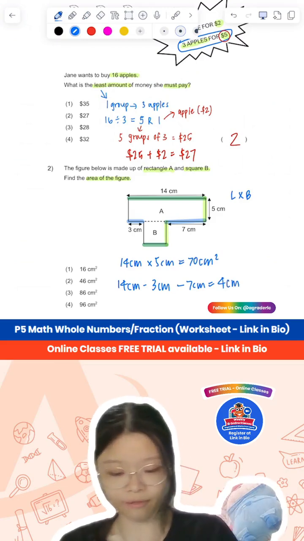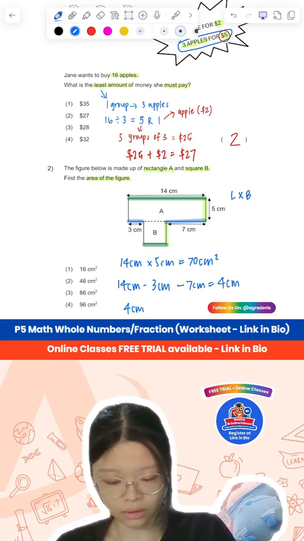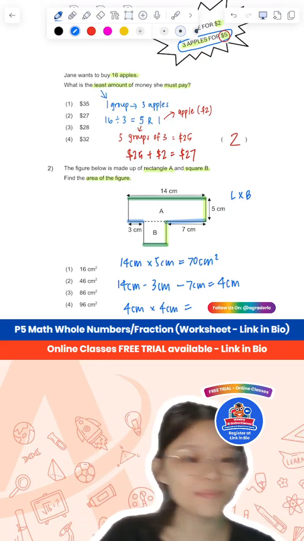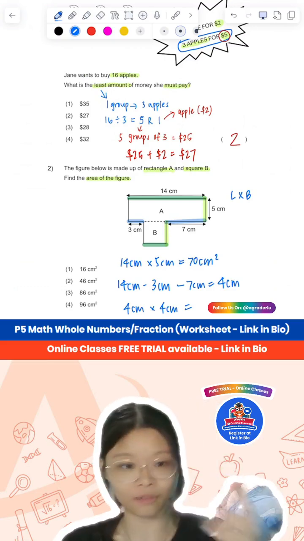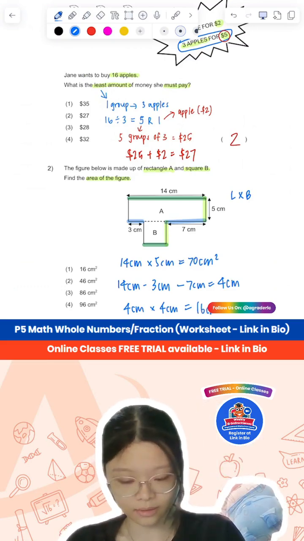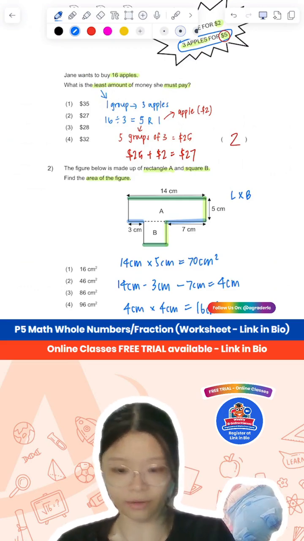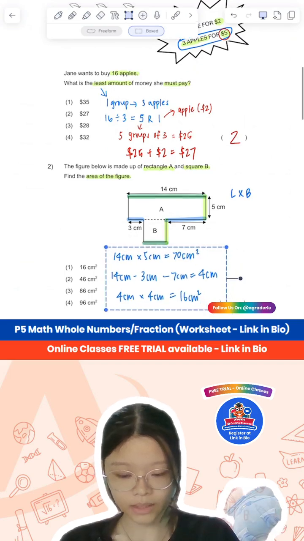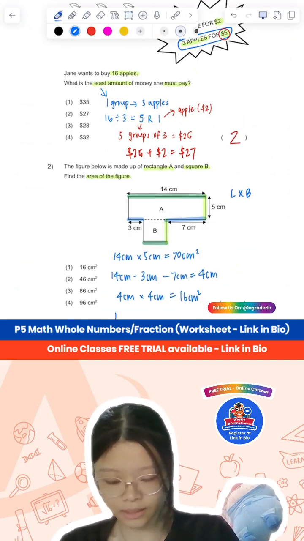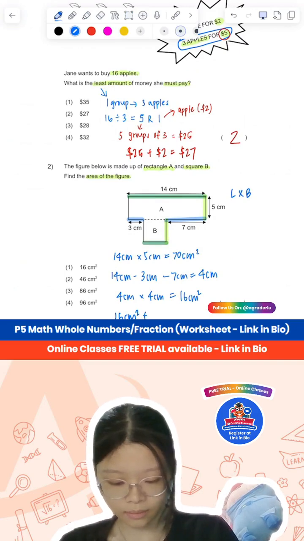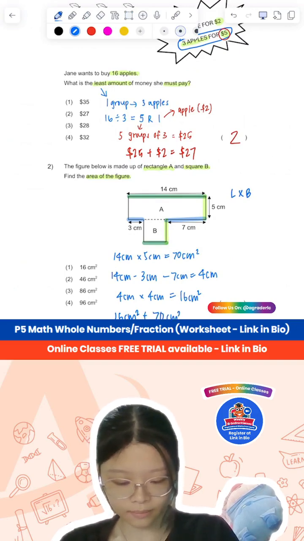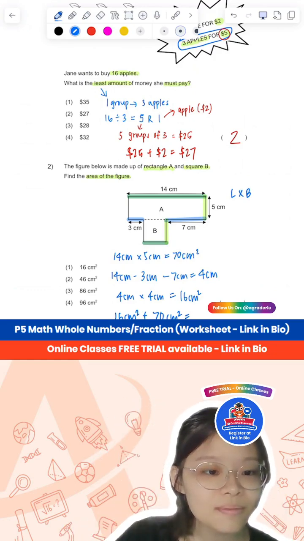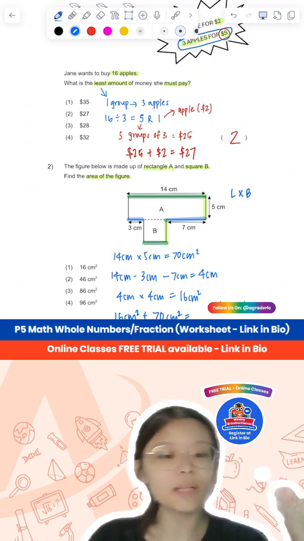So now I can find B. B is 4 times 4. Thank you, guys. What's 4 times 4? Thank you, Yihao. Area of B is 16. And now I can find the area of the whole figure. The area of the whole figure is 16 plus 70. Yes, Jacob, 16 plus 70.